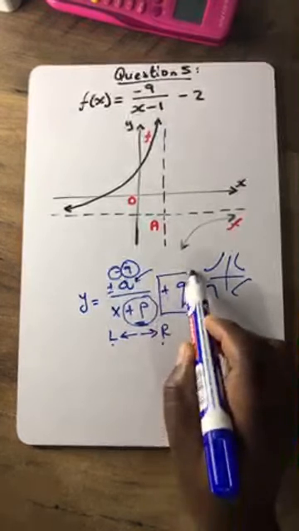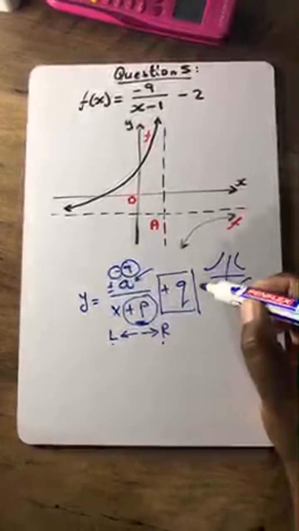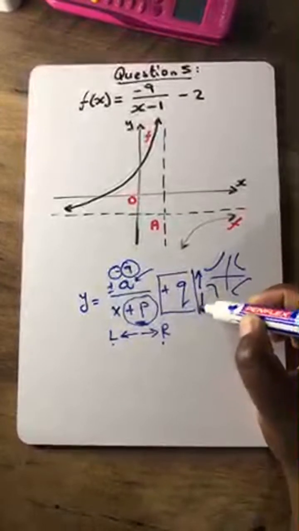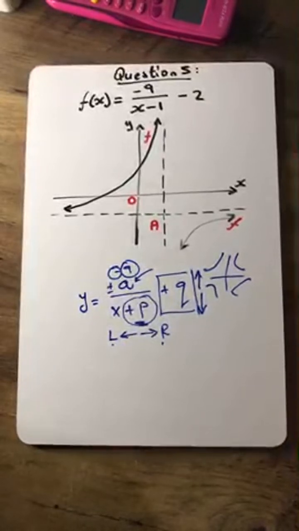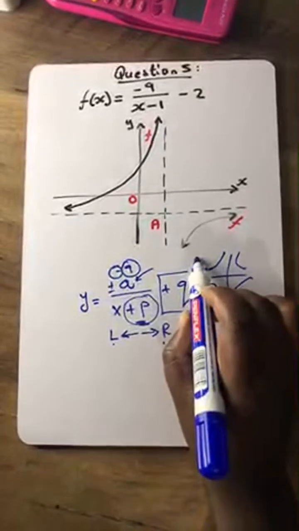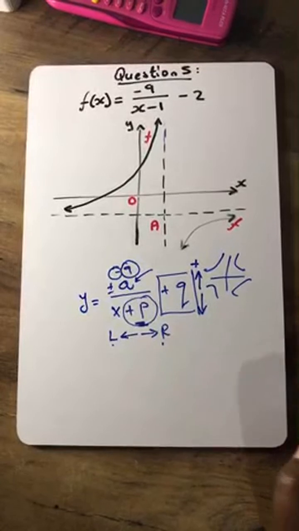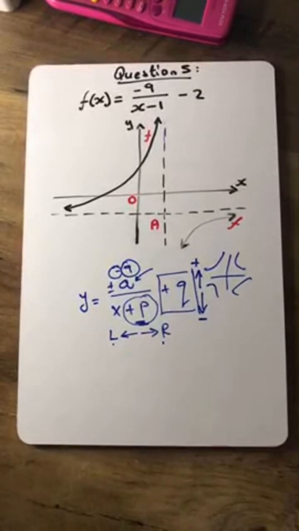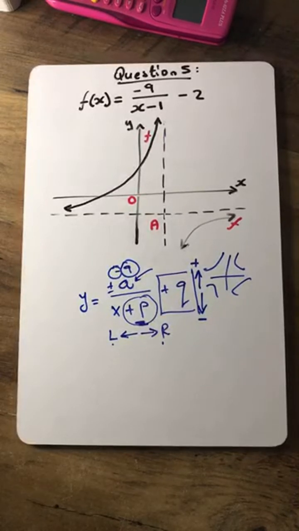And we said this one tells us more about the vertical shift, the up and down shift. So that means, honorable members, if it is a positive value, it means an upward shift, but if it is a negative value, it means a downward shift. That's all that you need to remember.